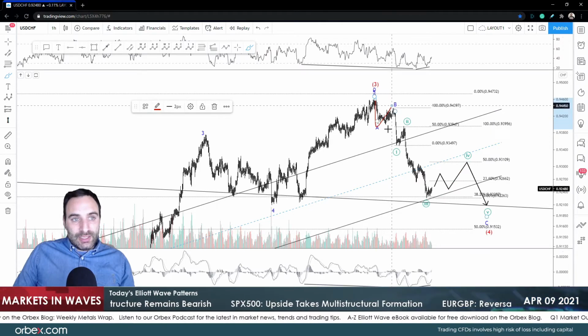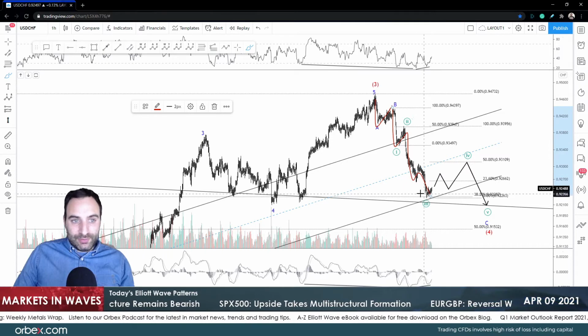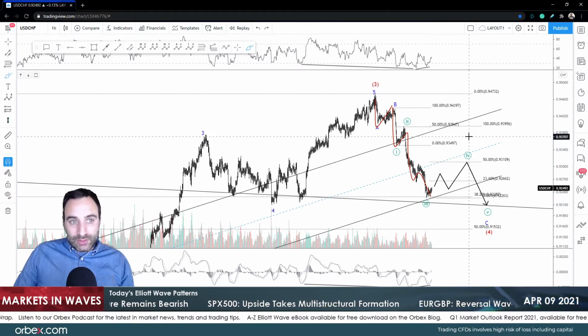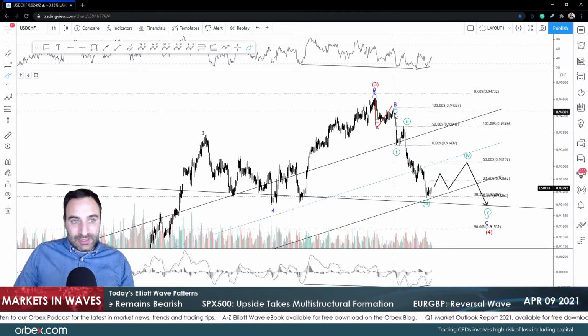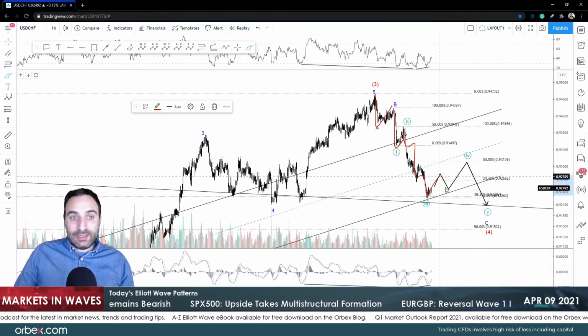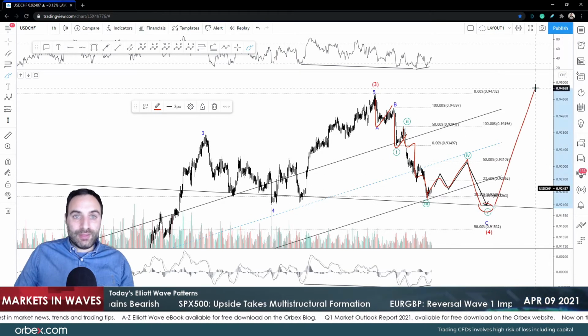First, I can see this as an ABC, which is 1, 2, 3, 4, and 5, which is more, we ended here, and both of these signals are going to come through. Second, I see this as an ABC again. This is 1, 2, this is 1, 2, 3, 4, and 5. That's the 3. We're going to get the 4, and then we're going to get the 5. And this is going to be wave 4, and then we're going to start moving higher.